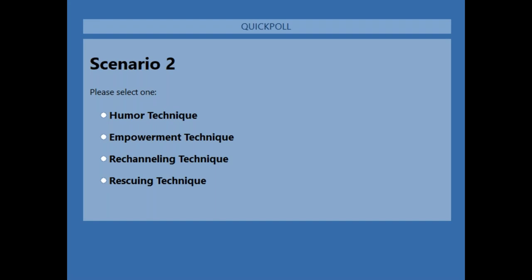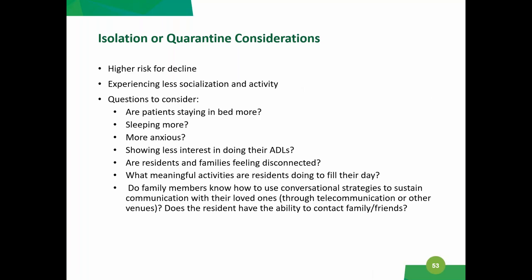Okay, as we move towards the end here, we're going to talk a little bit about isolation or quarantine considerations. I know that it's still out there, right? With the flu, we've got the triple-demic going on now. We've got RSV, the flu, and COVID all still circulating. And when residents are required to be isolated, quarantined, or practice social distancing due to all these medical conditions or infectious diseases or outbreaks, these particular patients are at higher risk for decline. I think that's clear through the studies that have been going on through COVID.